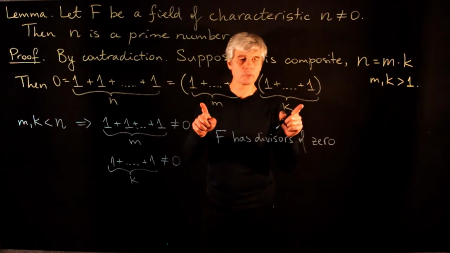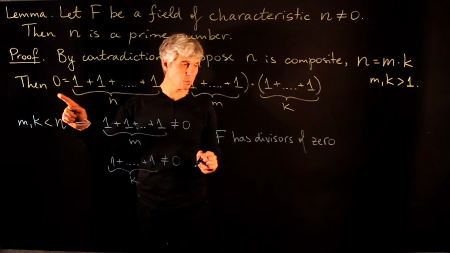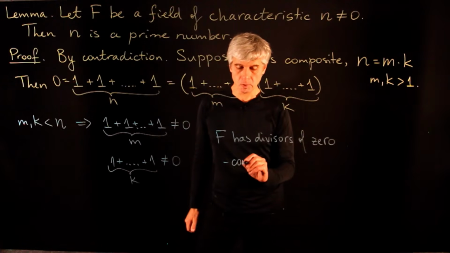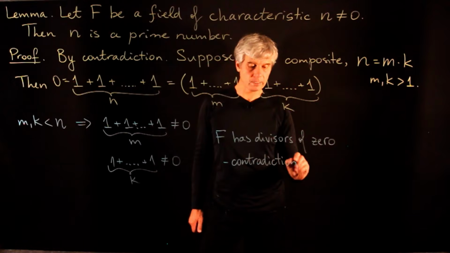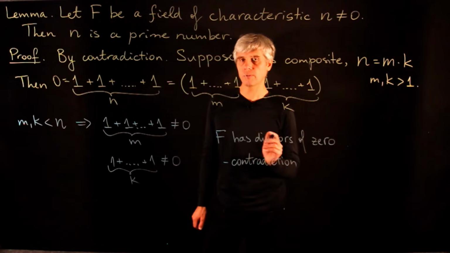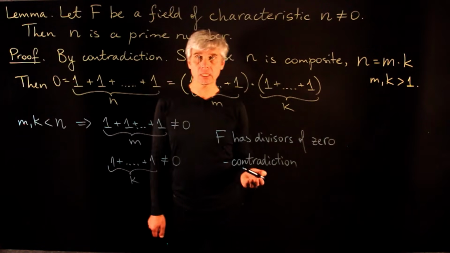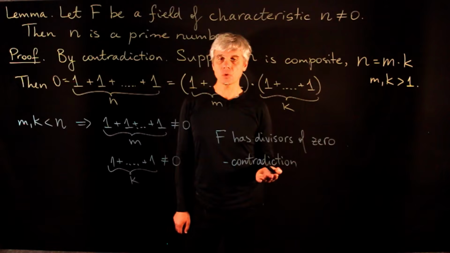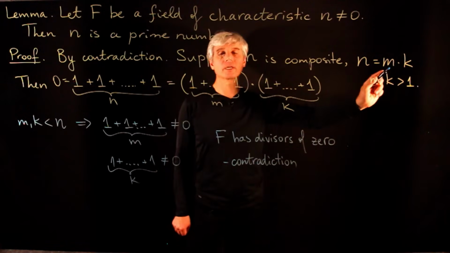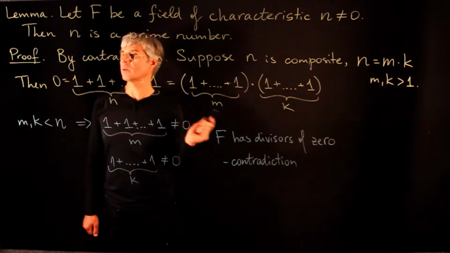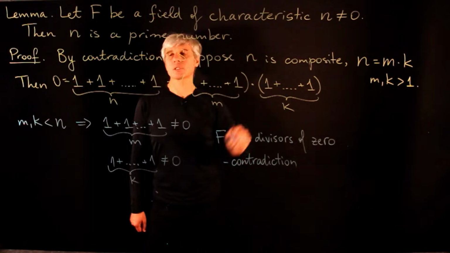So now we've found two non-zero elements of F such that their product is equal to 0. And this is a contradiction, because we know that a field cannot have divisors of 0. So it is not possible in a field to have two non-zero elements with a 0 product. So this gives us a contradiction, and the source of this contradiction was our assumption that n is composite, that we can write it as a product m times k. And so this gives us a conclusion that this assumption cannot possibly hold.